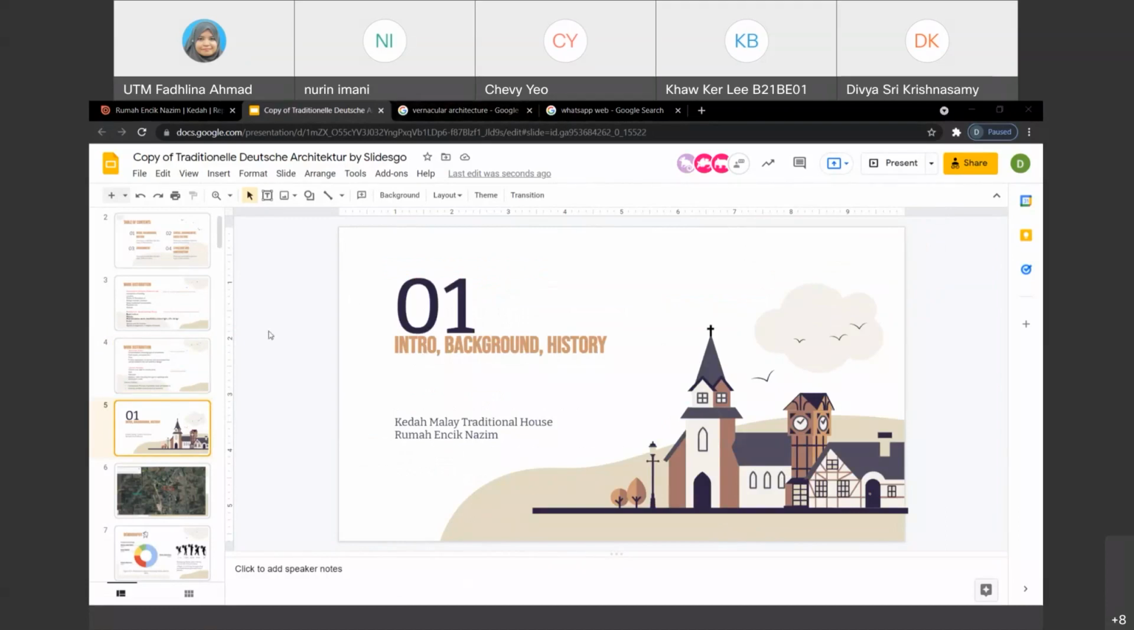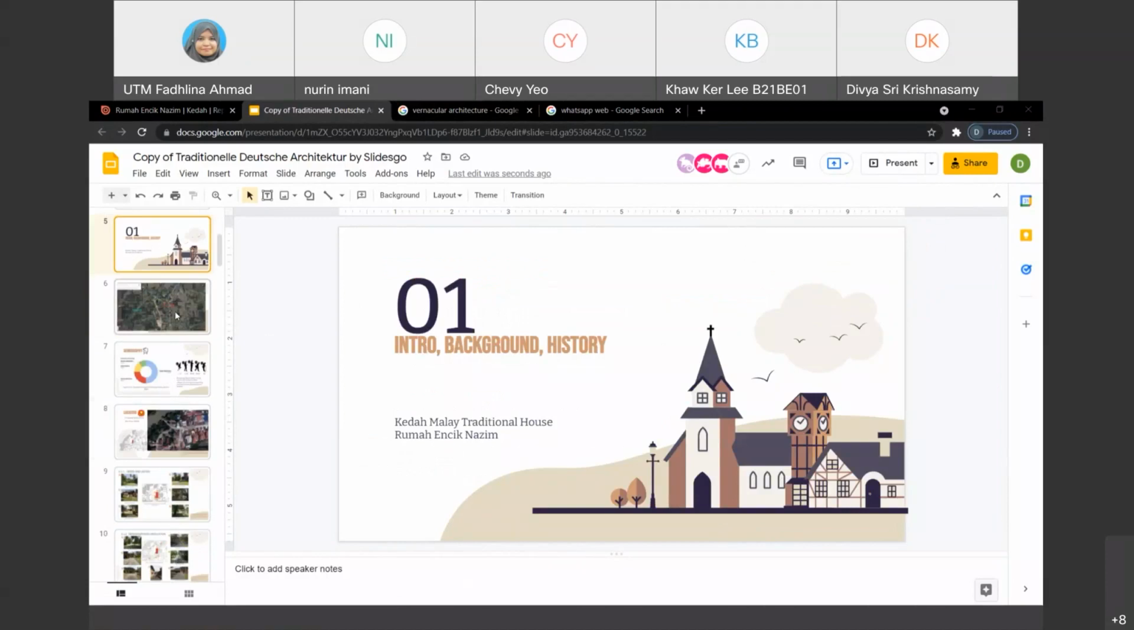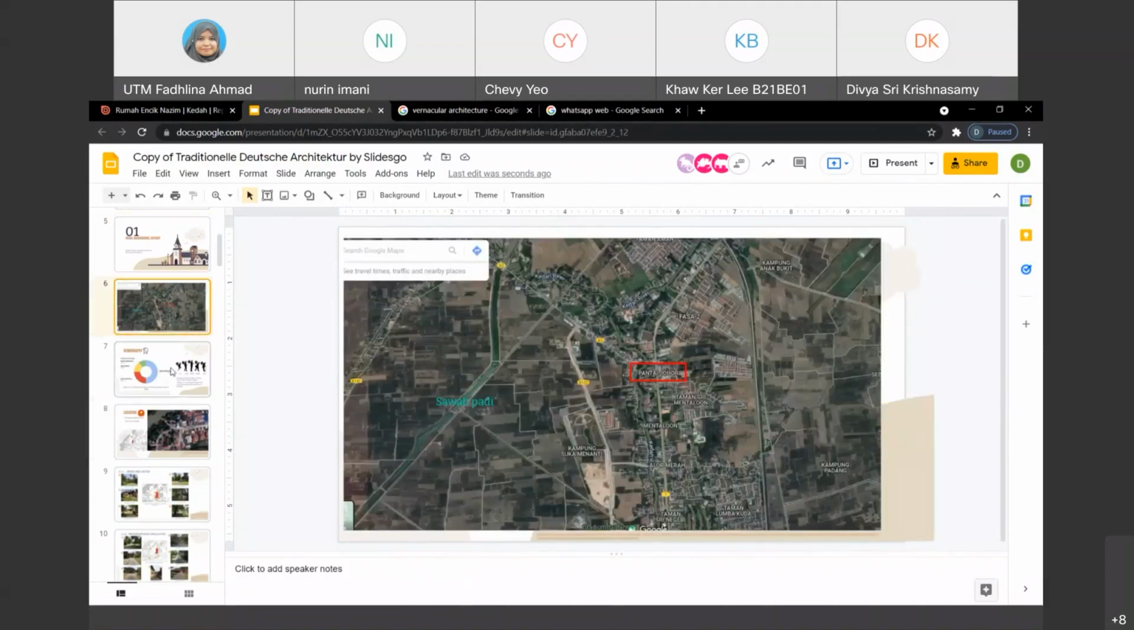Next I would like to discuss in more depth the information that I found this week based on last week's crit, which I will compose in my first board later. We will shortly review Rumah Ejen Nasbi, our project. The Malay traditional house is from Kampung Pantai Johor, Alor Setar, Kedah. Basically, Kampung Pantai Johor is surrounded by paddy field, as shown in this picture that I found in Google Map.